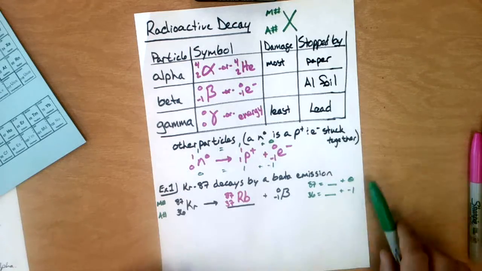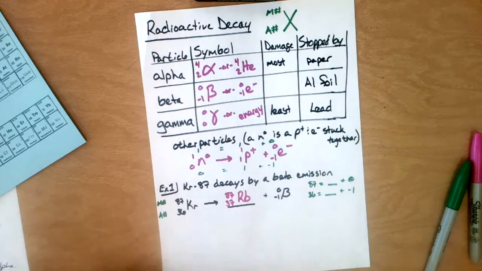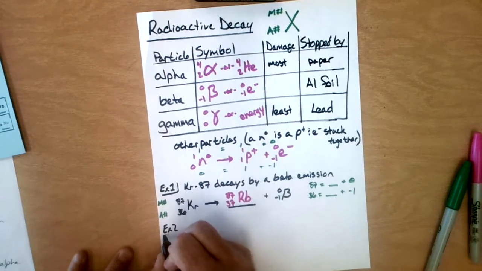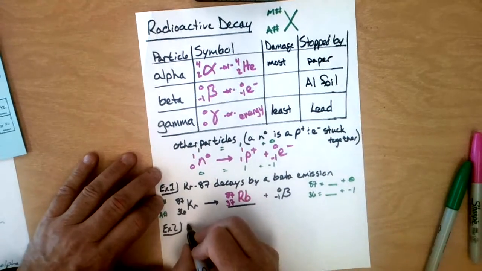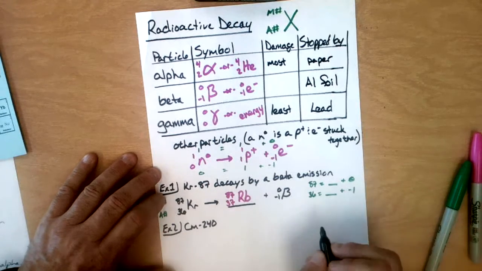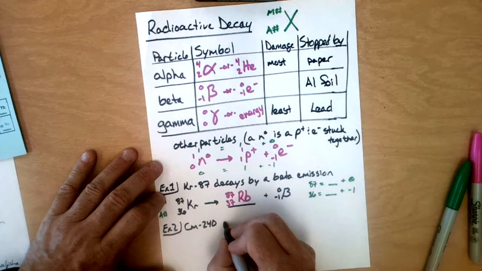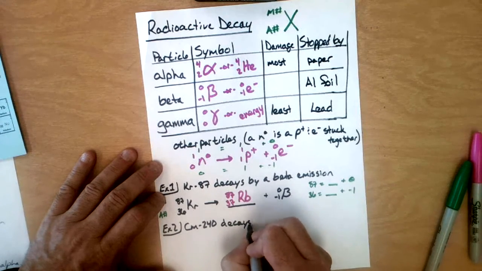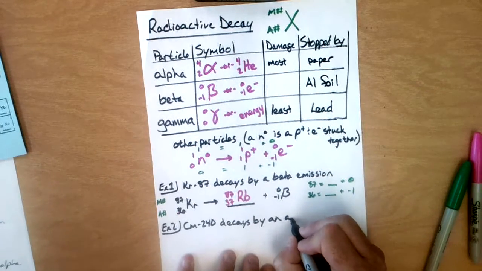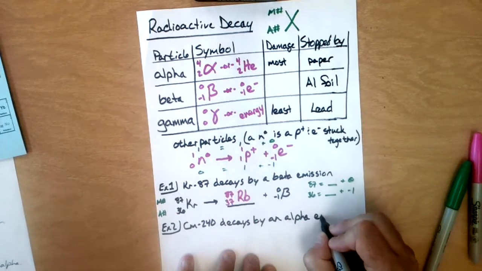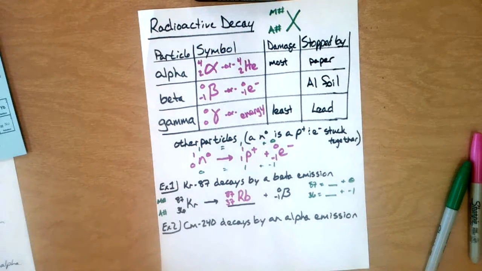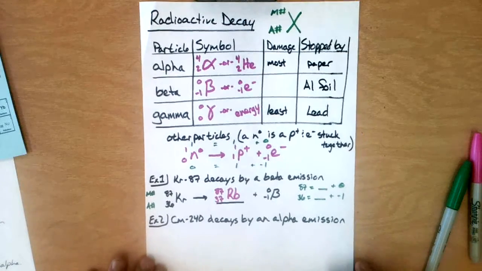All right, why don't you guys try this next one? Pause the video as needed. Example 2: curium 240 decays by an alpha emission. Pause the video and see if you can solve for that one.